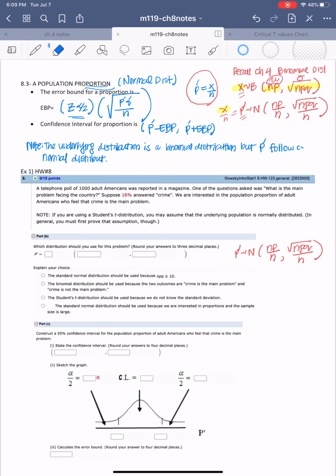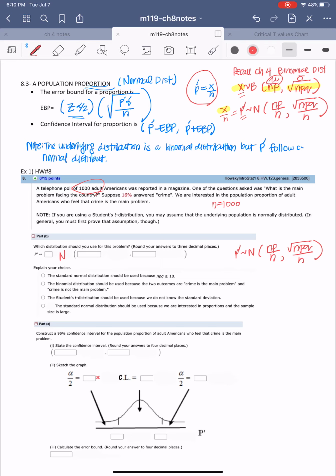So I'll write it over here. Let's try that. So p hat, following that, is N. Your first number is np divided by n, and pq divided by n. So let's go through and read what n value and p value and q value is. A telephone poll of 1,000 adults. Oh, there's your sample size. 1,000 adult Americans was reported in a magazine. One of the questions asked was, what is the main problem facing the country? Suppose 16 percent answer crime.